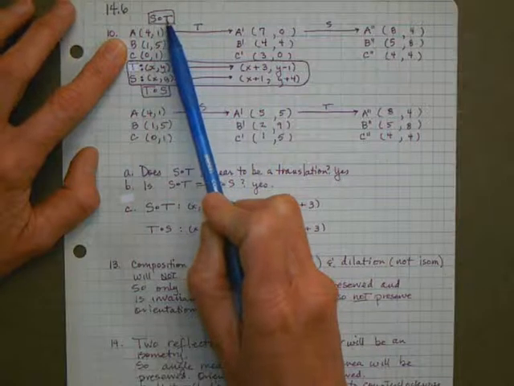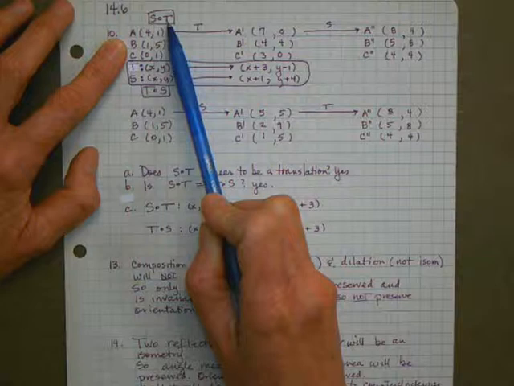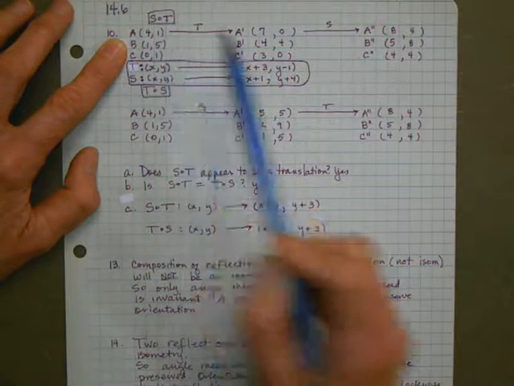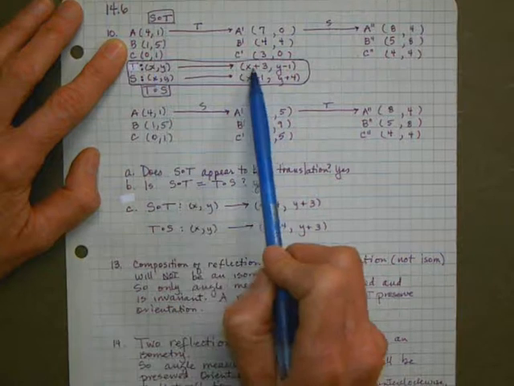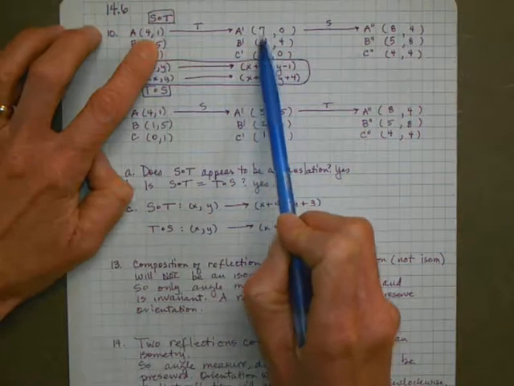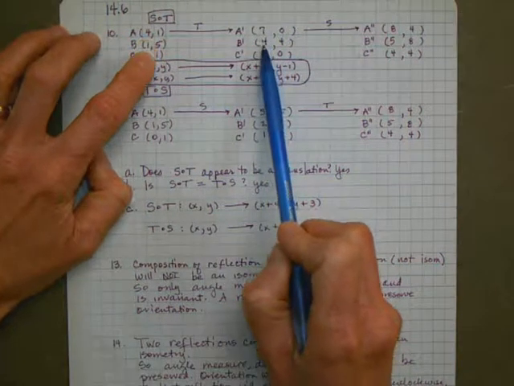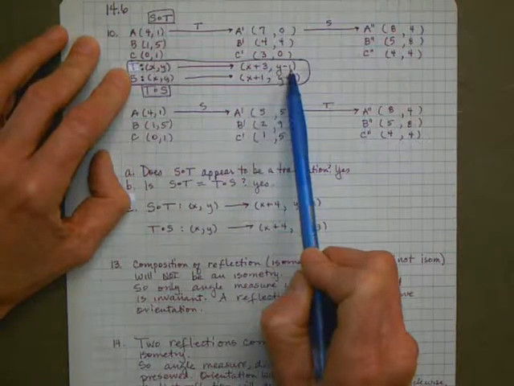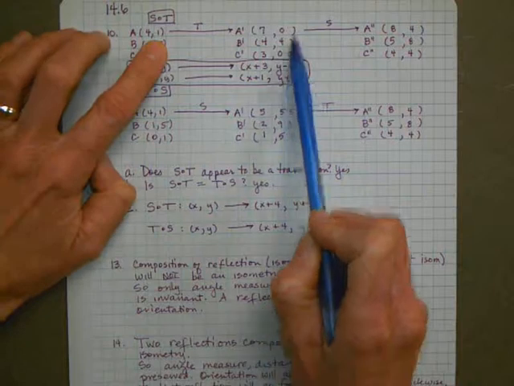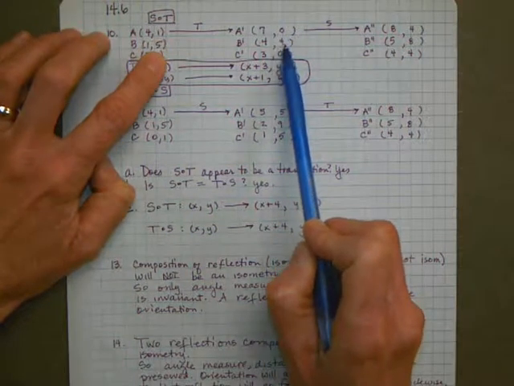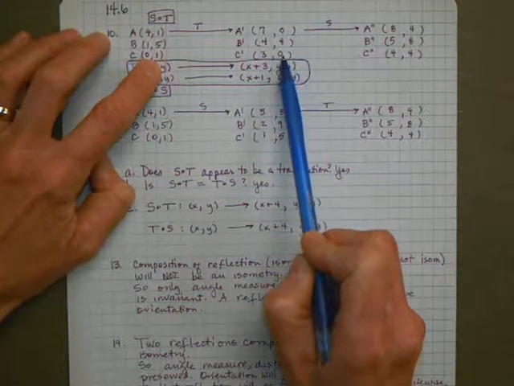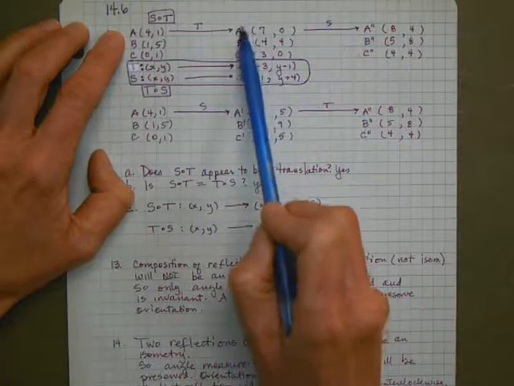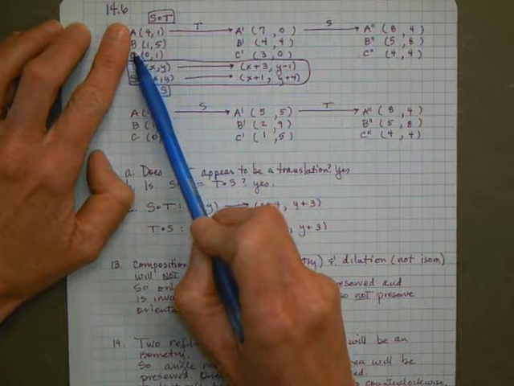This means that I have to do translation T first, followed by translation S. Remember, you work from the inside outward. So translation T adds 3 to all the x coordinates. So you can see 4 plus 3 is 7, 1 plus 3 is 4, 0 plus 3 is 3. Also, translation T subtracts 1 from all the y coordinates. 1 minus 1 is 0, 5 minus 1 is 4, 1 minus 1 is 0. Okay, now these are the image points of A, B, and C, the pre-image points.